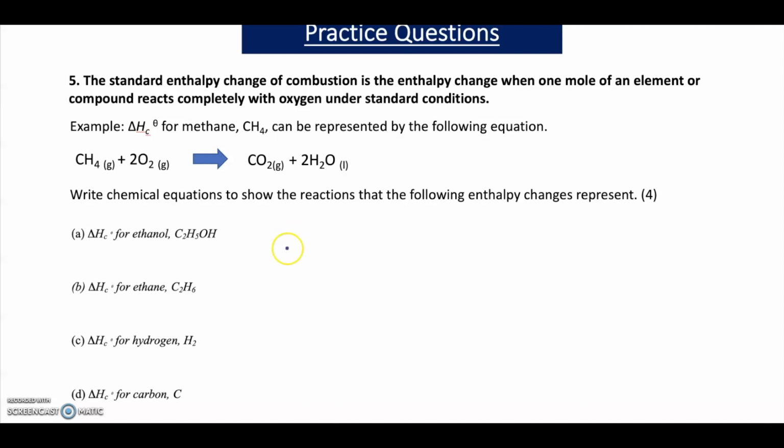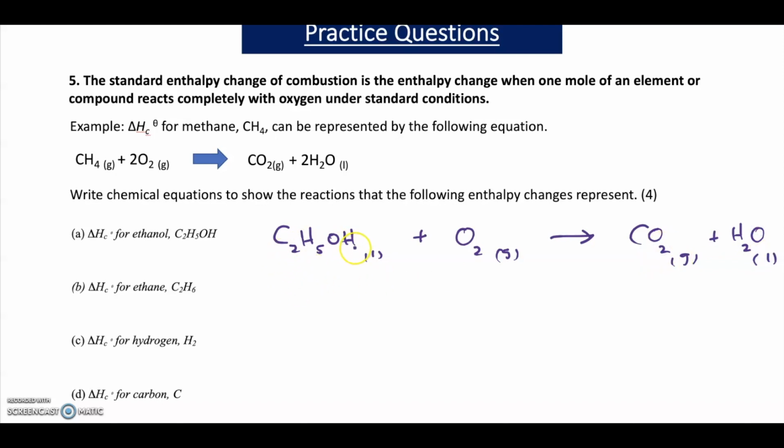So question A is asking you to write an equation to represent the delta HC for ethanol. So I have to put 1 mole of ethanol here. I have to react it with oxygen, and my products are going to be carbon dioxide and water, and I know this because that's what forms when an alcohol burns. And then I just have to balance this, but I cannot put numbers in front of ethanol because I have to burn 1 mole of it in oxygen.